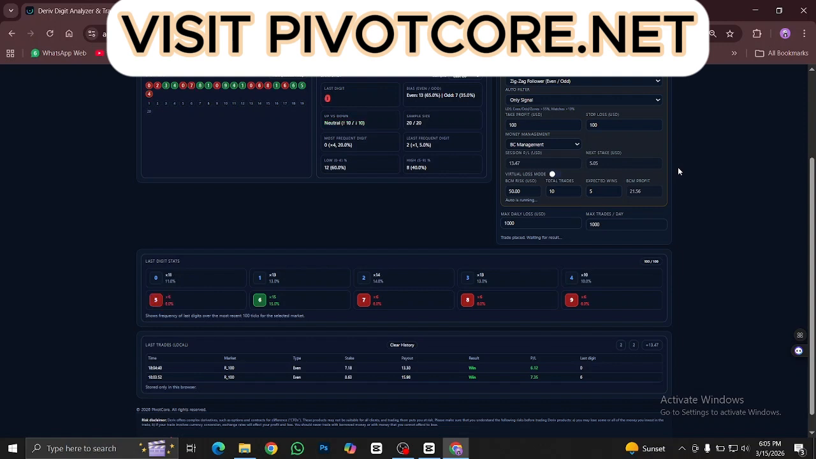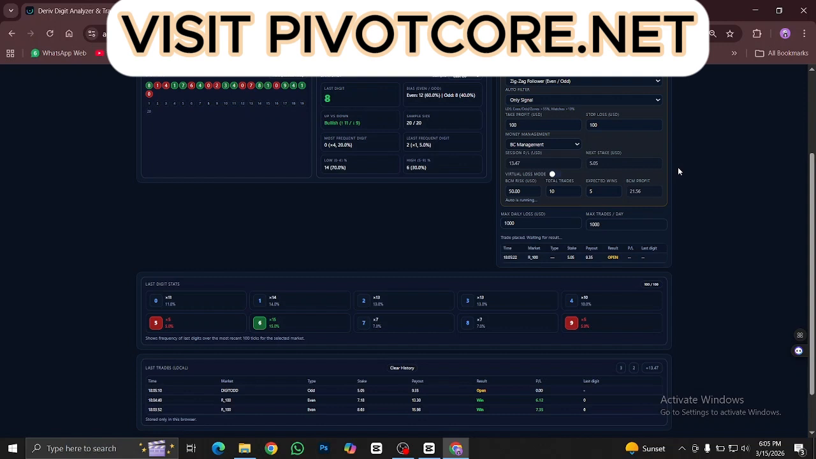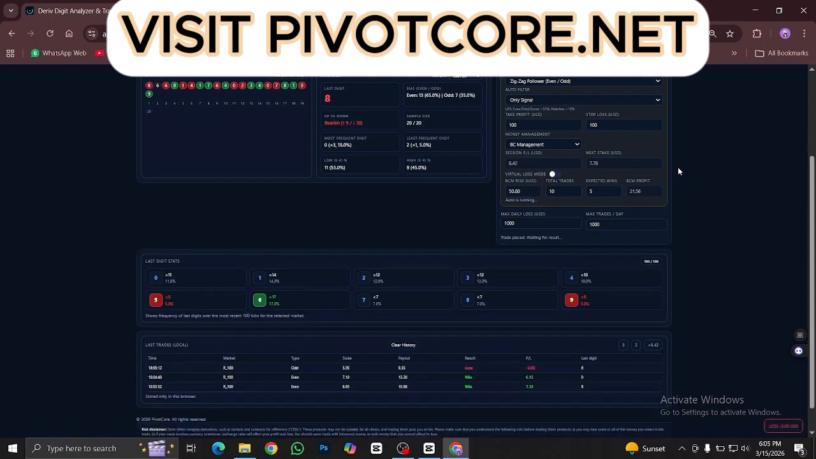You might ask, why use PivotCore instead of trading directly on the D-Trader? The answer is automation and safety. PivotCore.net acts as a bridge that allows you to run complex algorithms on your Deriv account seamlessly. It's built for those who want to level up from manual trading to a more systematic approach. Whether you're a beginner or an experienced trader, having a platform that stays disciplined for you is the ultimate edge in this market.